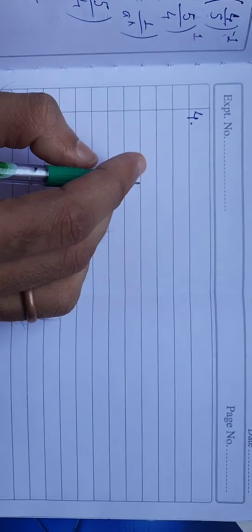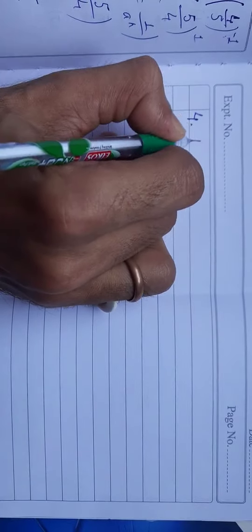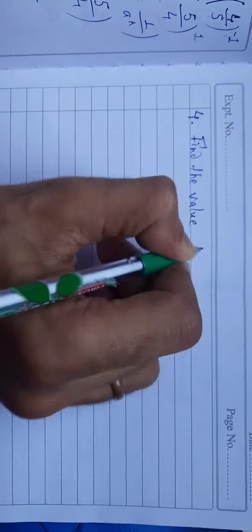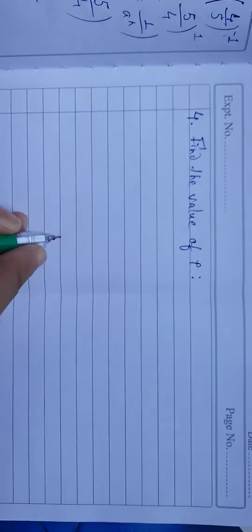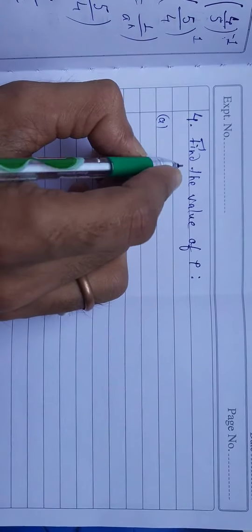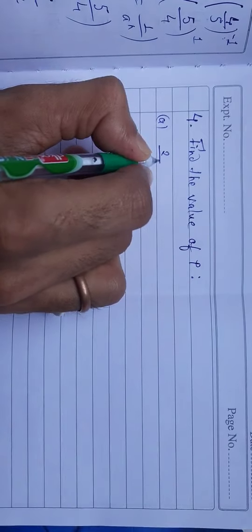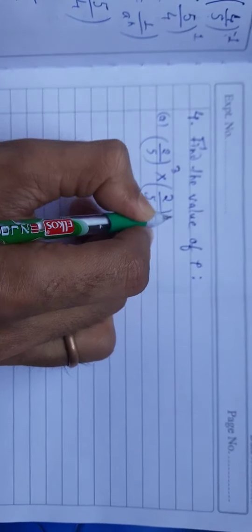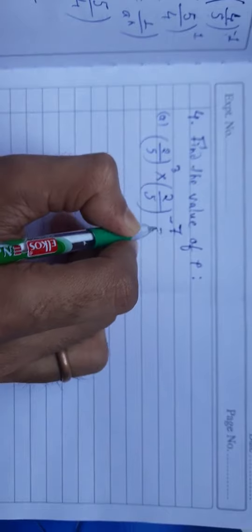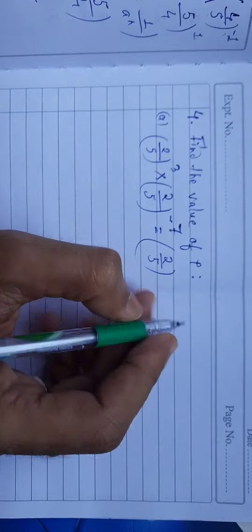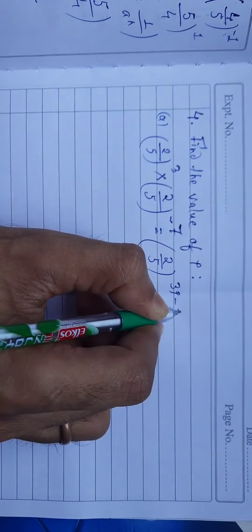Next question is, find the value of p. Under this, the first one: 2 by 5 whole cube into 2 by 5 whole thing to the power minus 7 equal to 2 by 5 whole thing to the power 3p minus 1, 3p minus 1.